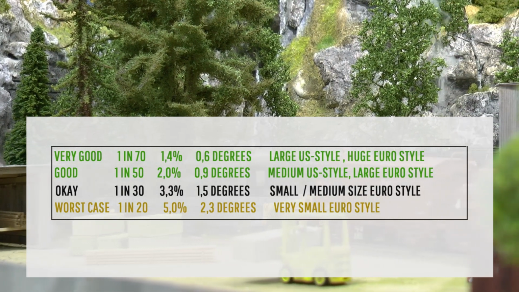And if you're looking to run really long trains like 15, 20 passenger coaches, or even up to 80 freight cars, then you should not be looking at more than 1 in 80. That's the steepest grade you can live with if you're going to pull that with one single locomotive.